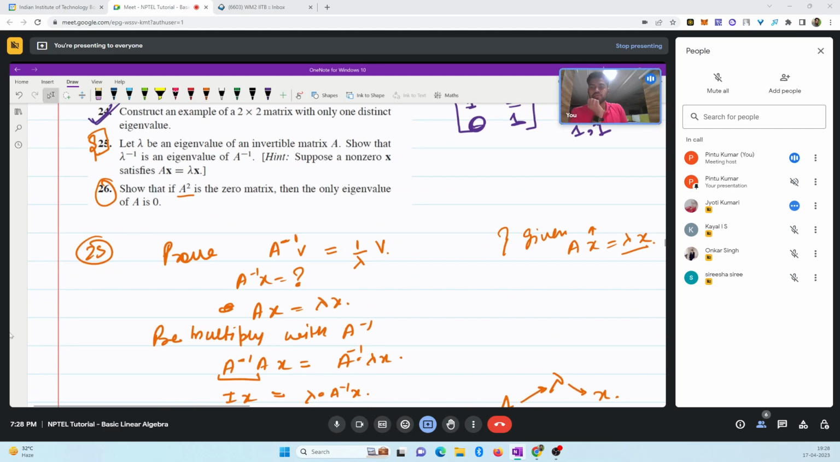So we'll get back to question number 26. Question number 26 says, show that if A square is a 0 matrix, then the only eigenvalue that A can have is 0.